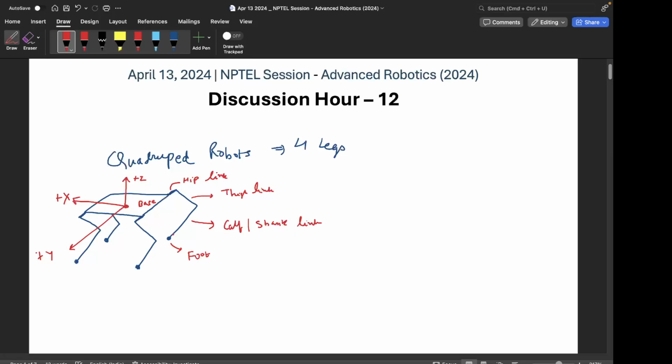So this foot and the calf are rigidly joined, so there is no degree of freedom between foot and calf, right? The degrees of freedom are here: 3 degrees of freedom of the leg, right? So 4 legs, each having 3 degrees of freedom which are actuated.